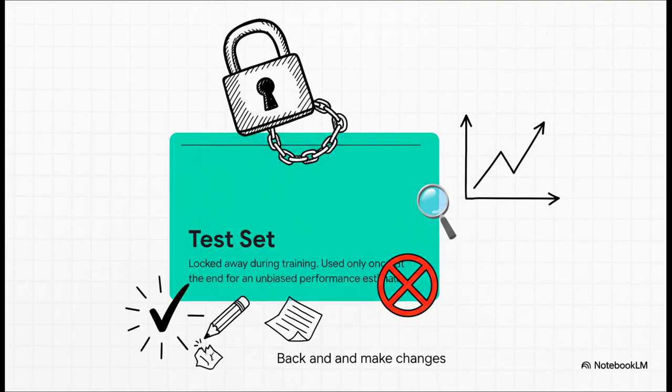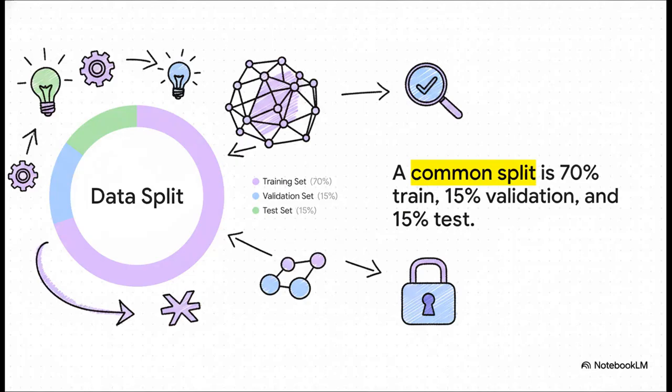And finally, we have the test set. This is it, the final exam. It has to be kept under lock and key until the very, very end. You only use this set once to get a final honest grade for your model. And once you see the score, that's it. No going back to make changes. That would be cheating.